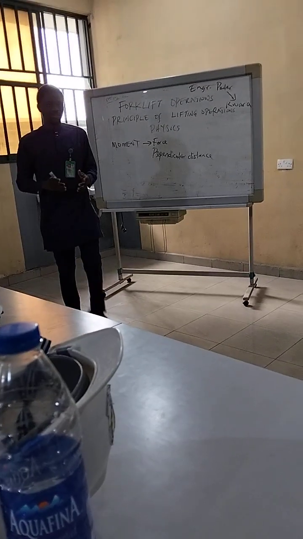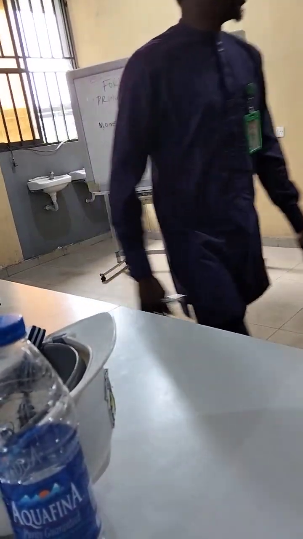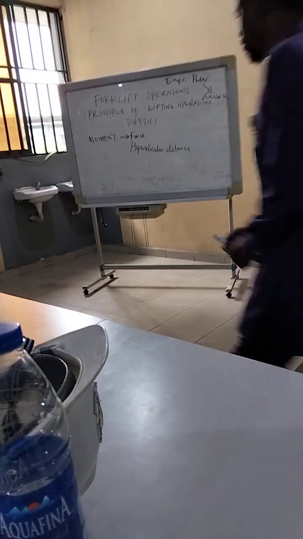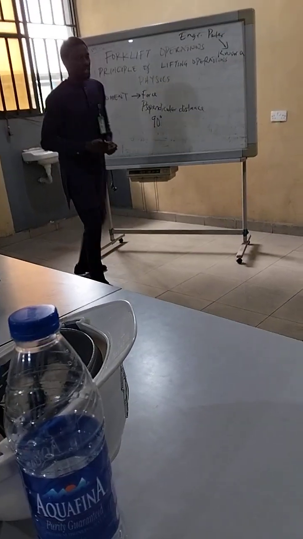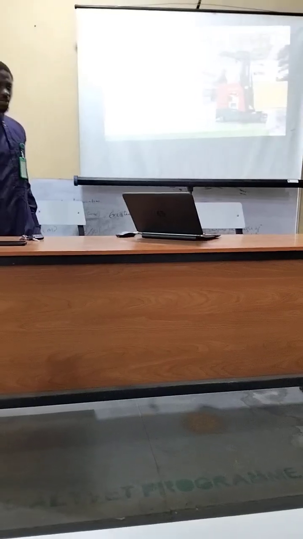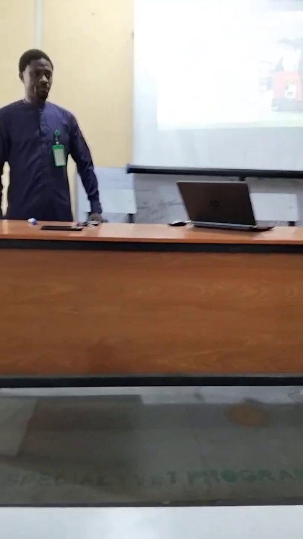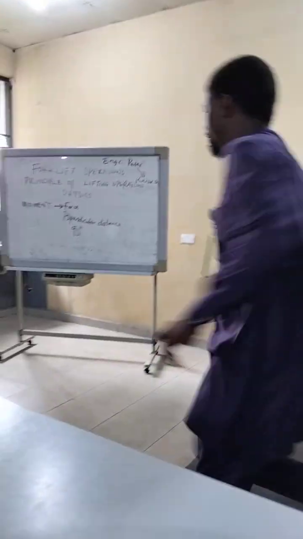Distance. Not just distance, but perpendicular distance. The word perpendicular means 90 degrees. Now, look at this. Look at this and look at this. They are 90 degrees to each other. So that is the word perpendicular. It means that the distance we are talking about must be at 90 degrees. So when you multiply force and that distance, we have what we call what? Moment.